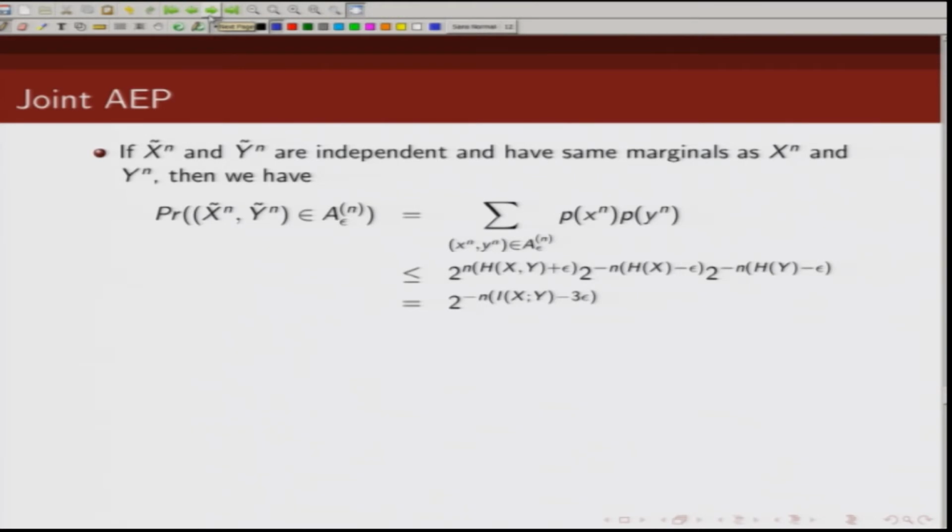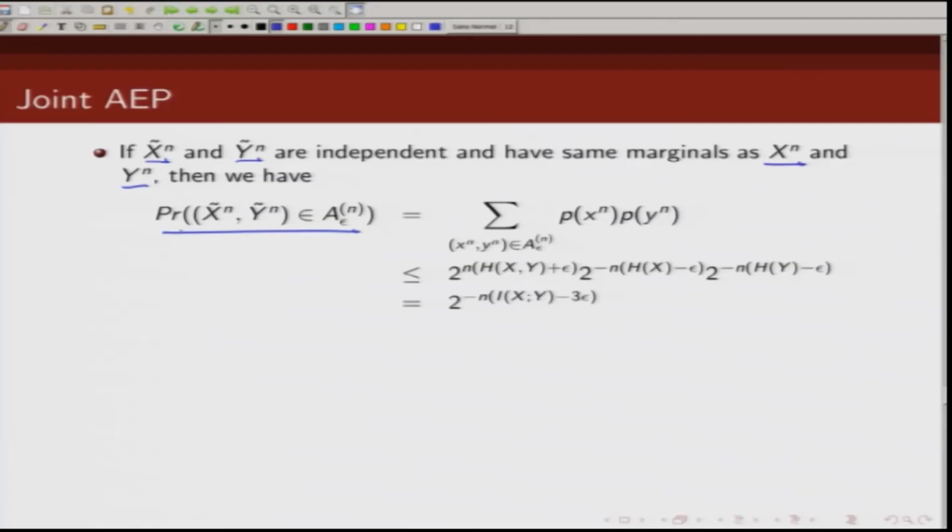The third property that we are going to prove is as follows. X̃ⁿ and Ỹⁿ are independent and they have the same marginals as Xⁿ and Yⁿ. Now we want to find out, if we independently take Xⁿ and Yⁿ, what's the probability that they belong to the jointly typical set.